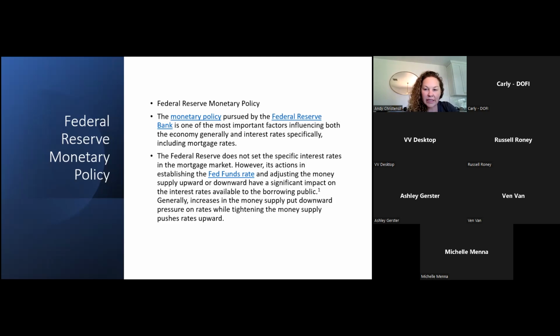Generally, increases in the money supply put downward pressure on rates, while tightening the money supply pushes rates upward, which is exactly where we're at right now, right? The Fed is increasing the prime rate in order to tighten the money supply. That's why we're seeing rates go upwards. Does anybody have any questions so far?